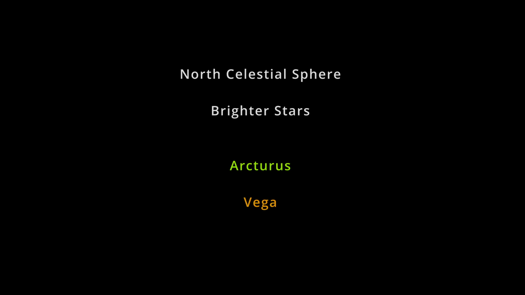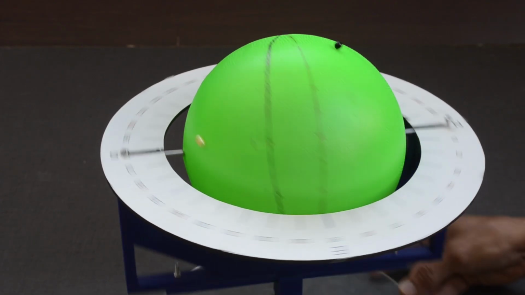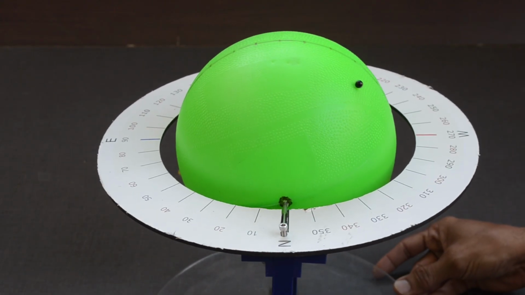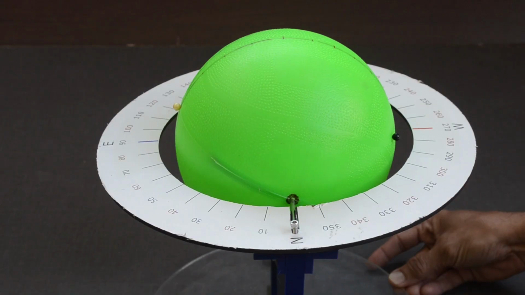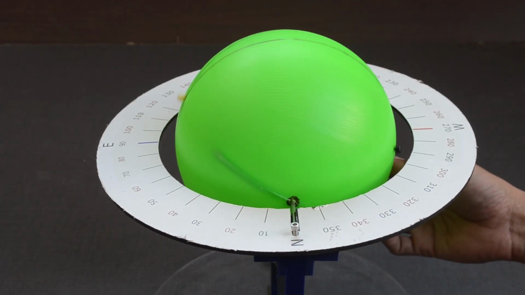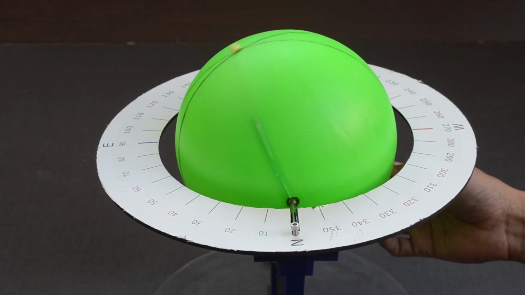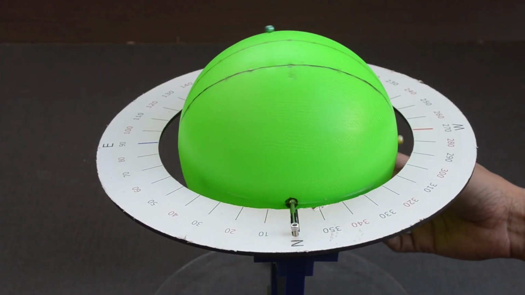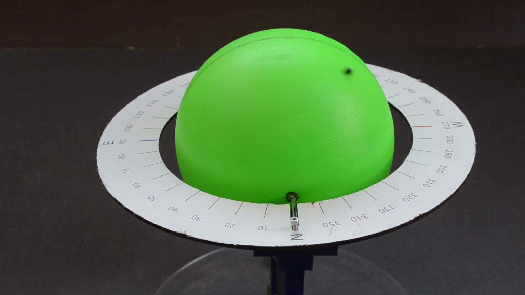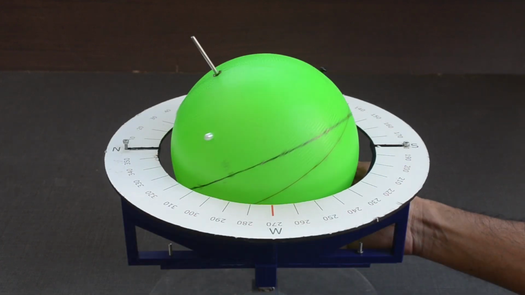Now let us take another star, Arcturus, which is in the northern part of the celestial sphere. Its right ascension is 14 hours 15 minutes and declination plus 19 degrees. Vega is another bright star in the northern part of the celestial sphere. Right ascension for this star is 18 hours and 36 minutes and its declination is 38 degrees and 47 minutes.